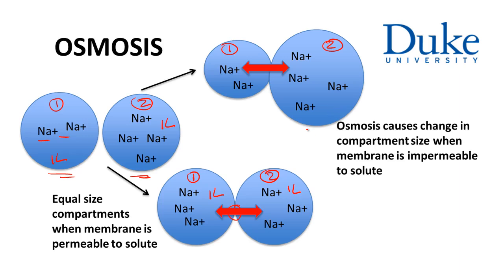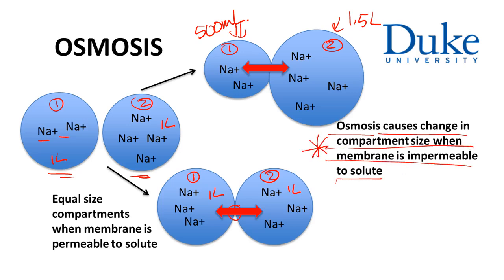Now notice that by doing so, we have changed the volume of compartment 2. Compartment 1 used to be 1 liter, now let's say it's 500 milliliters, it's half. And compartment 2 is now increased by another half, so it's now 1.5 liters. So the diffusion of water is a facilitated diffusion. Diffusion of water requires the aquaporin channels, and it will cause the change in the compartment size when the membrane is impermeable to the solute.